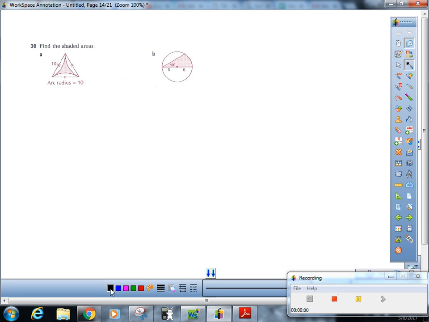Okay, so find the area of the shaded region. We're going to have to find the area of a triangle, and that's 1/2 base times height. We know, let's see, the arc radius. So, I'm saying that thing is 10?